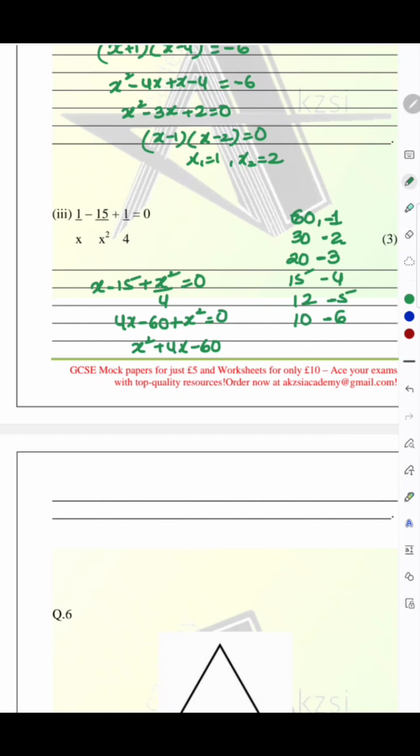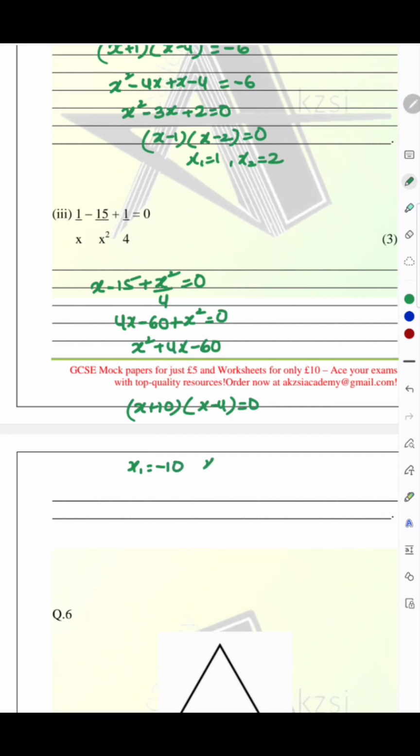So I think this one is better because now we'll get the repetition and we got the answer right here, because the sum has to be 4. This will not give me sum 4. No. This is giving me 4. That means the two numbers are 10 and negative 6. So I can say it will be x plus 10 and x minus 4 equals 0. From here, x1 is equal to negative 10 and x2 is positive 4.